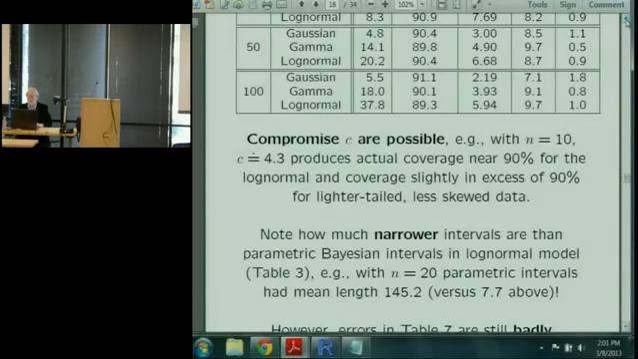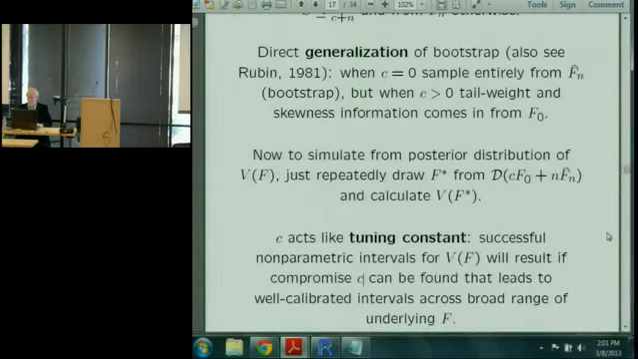And I'm not going to focus on it too much here. You can indeed arrive at compromised values of C that work across quite large, quite different data generating distributions.